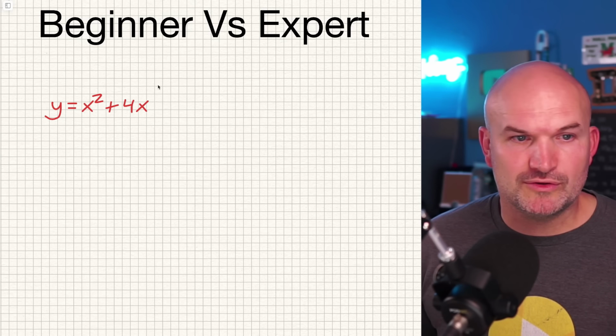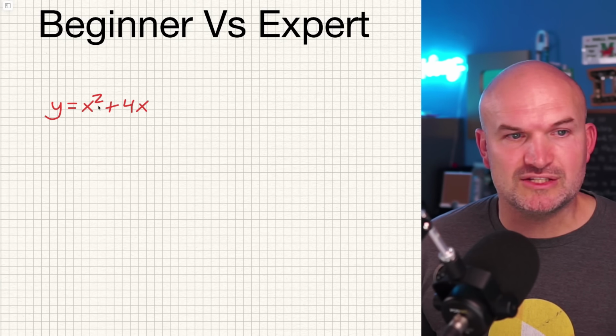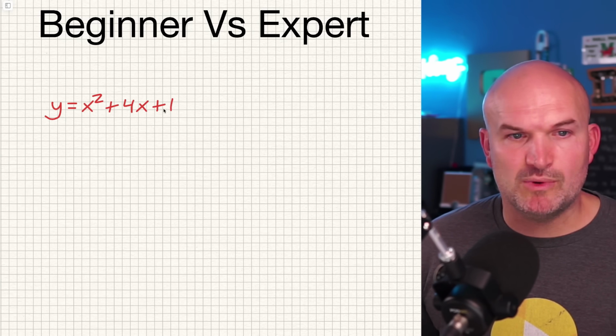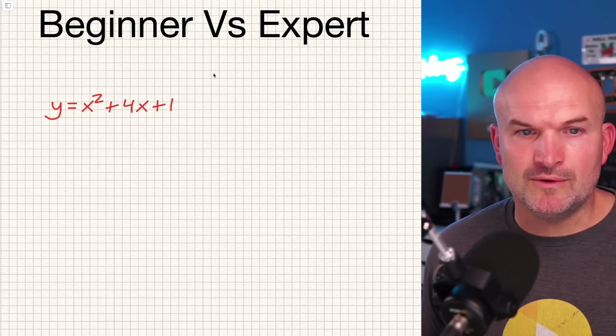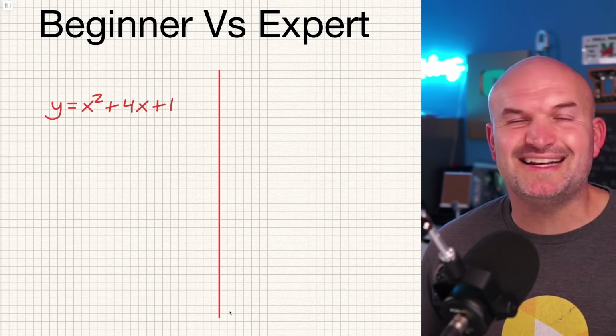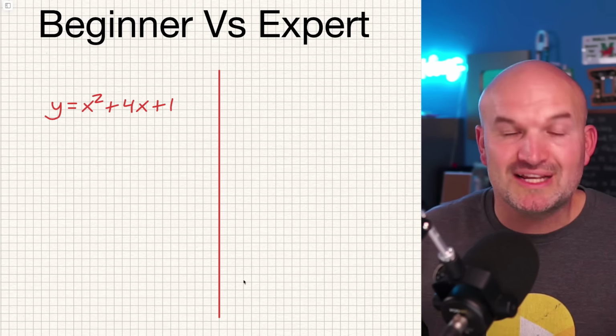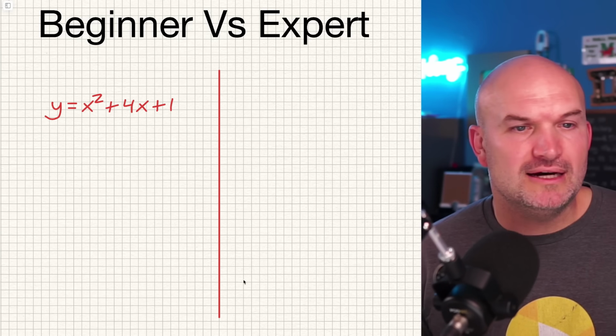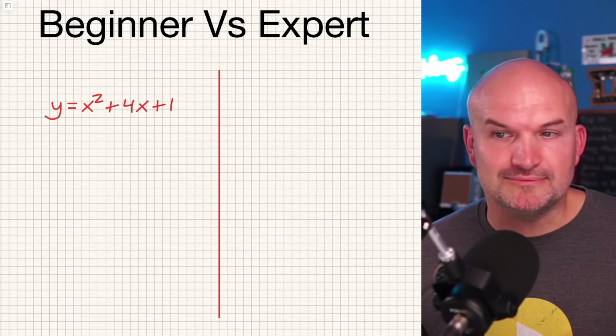So the first problem I'm going to work through is y equals x squared plus 4x plus 1. Now, for the sake of this video, let's just go ahead and complete the square to find the vertex, to rewrite it in vertex form. This is one of the more common ways that we use completing the square.